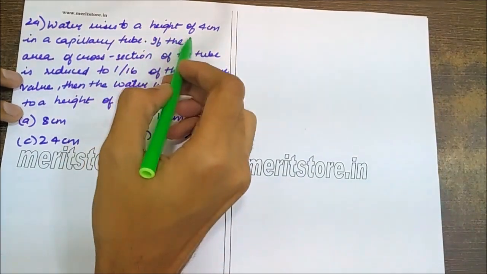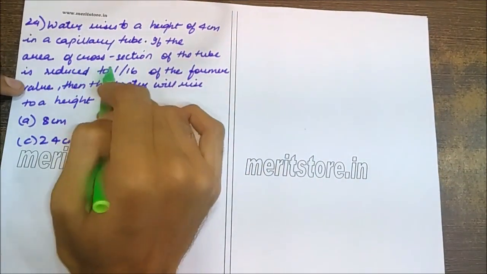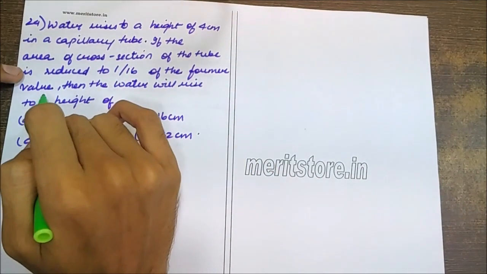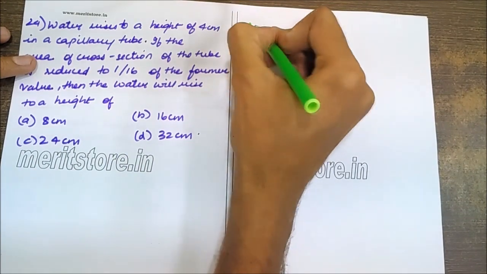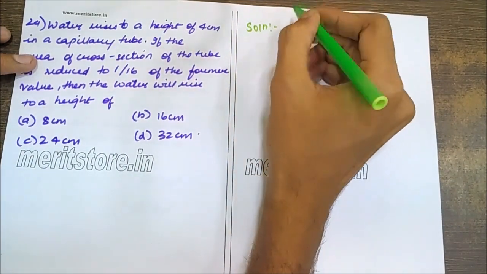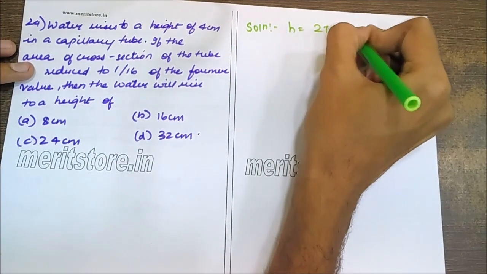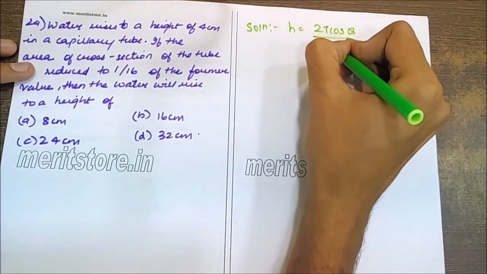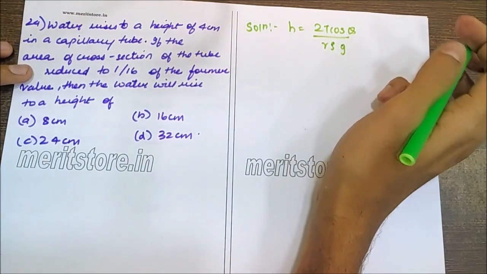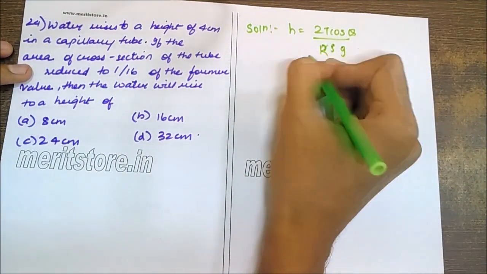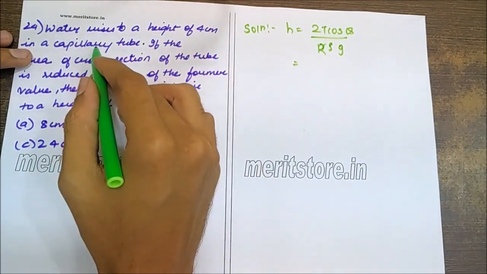Water rises to a height of 4 centimeters in a capillary tube. If the area of cross section of the tube is reduced to 1 upon 16th of the former value, then the water will rise to a height of. So we need to find the height of the water. The height of the water is given by the formula 2T cos theta upon r rho g. So we have the water rising to a height of 4 centimeters.